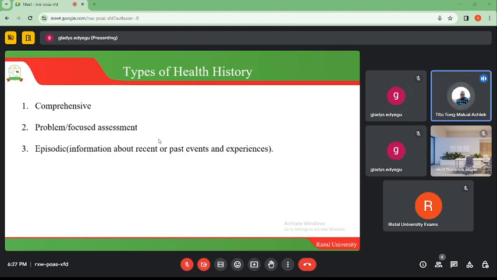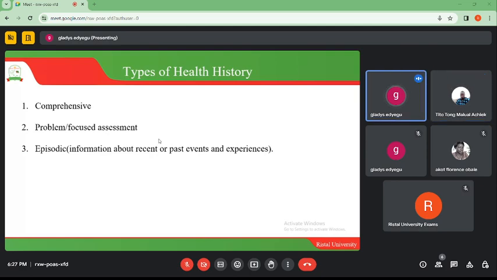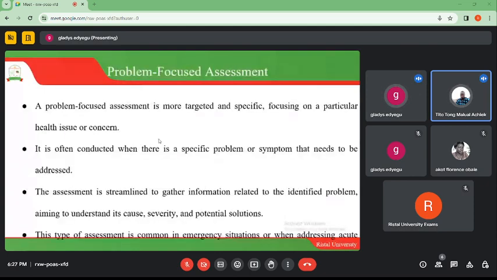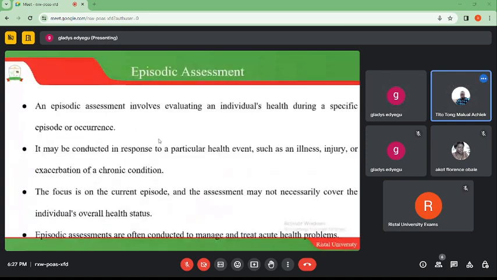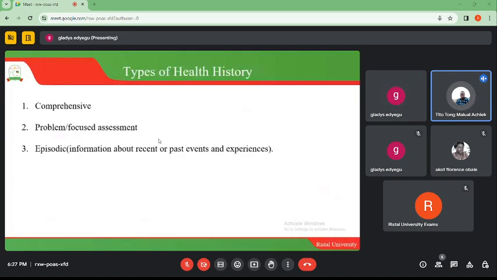The first one is history of presenting complaint. The second one is family history. The third one is the past medical history. We have also the surgical history of the patient, and we have the childhood history, where you ask whether the person, when she was a child, ever had some illnesses.